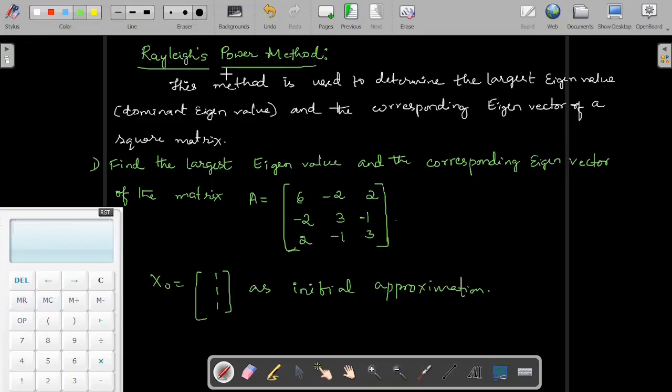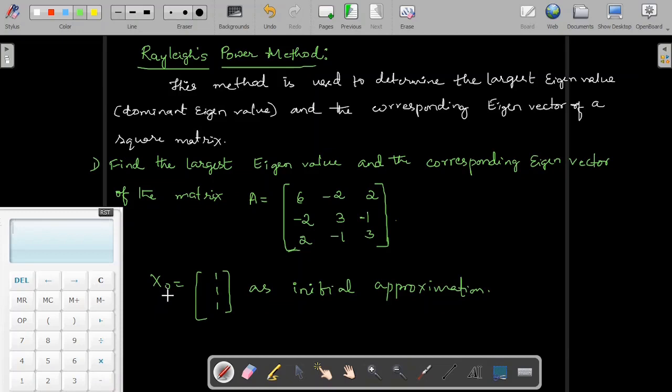In this video, I'll explain Rayleigh's power method to find the dominant eigenvalue, or the largest eigenvalue, and the corresponding eigenvector of a square matrix. See how to do that. Find the largest eigenvalue and the corresponding eigenvector of this matrix.